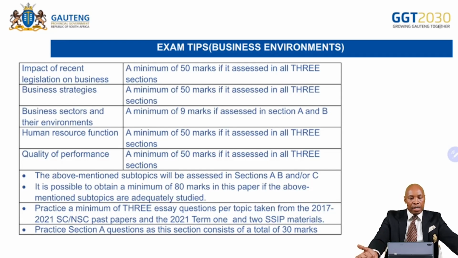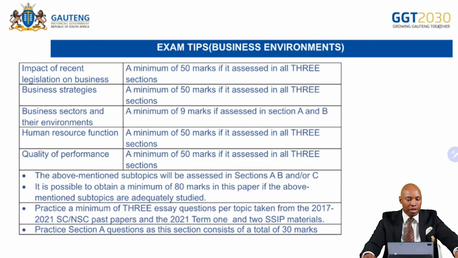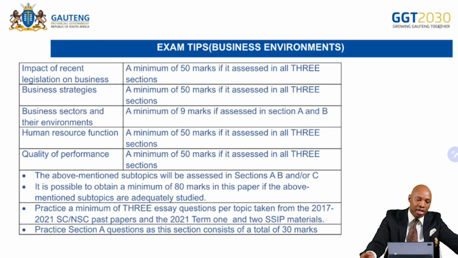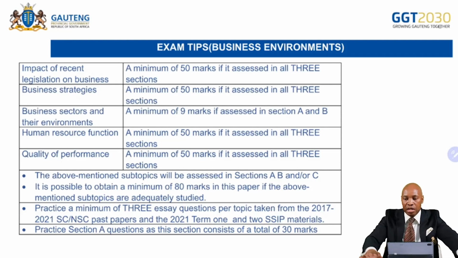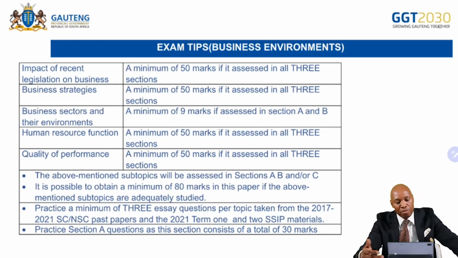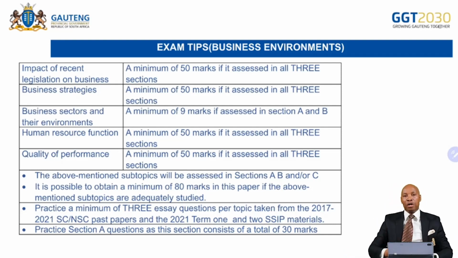Now, these are just tips for your subtopics. To say, when you study legislation, if legislations are asked in section A, section B, and section C, you may get a minimum of 50 marks. Then if business strategies are asked, of course they will be asked in section A, section B, and section C, you may get a minimum of 50 marks. This is just to show you how simple business studies is and how simple it is to pass business studies.